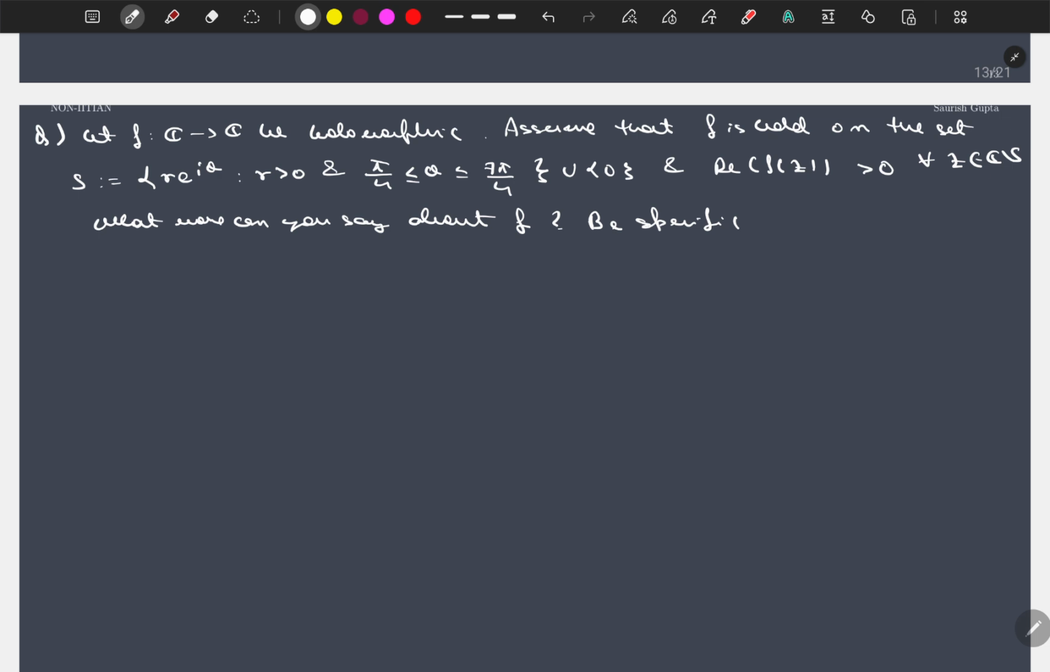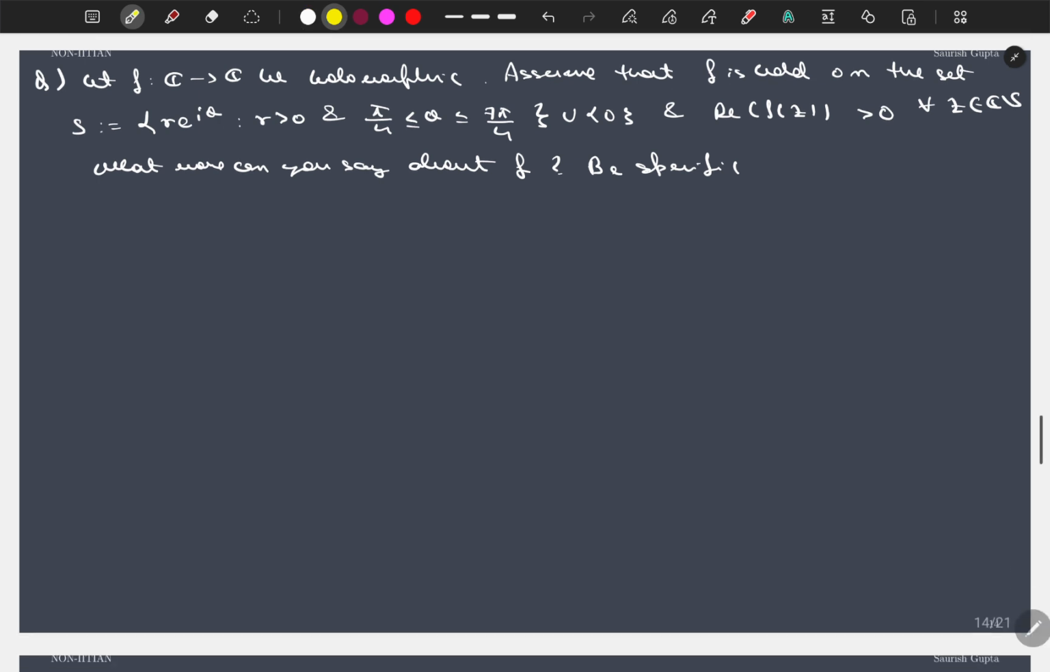Okay, so this was the problem: let f from C to C be holomorphic. So f is an entire function. Suppose that f is bounded on the set which is given in this way. It's sort of an infinite triangular region. I just forgot the name. Sector. It's given to be a sector. And it says that outside the sector, the real part of f is always greater than 0. What more can you say about f?